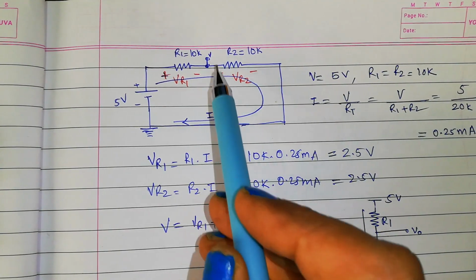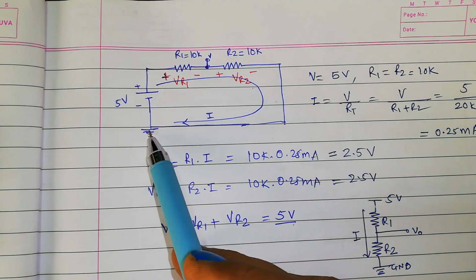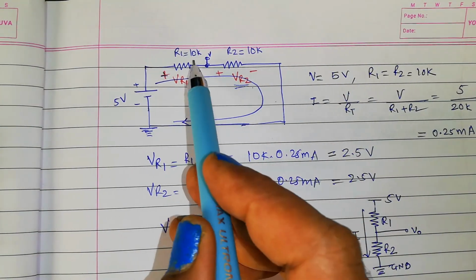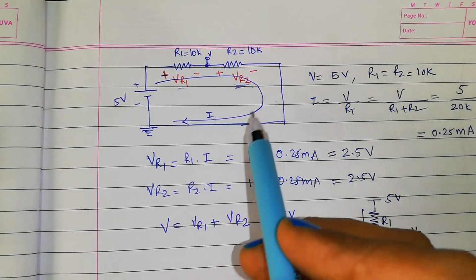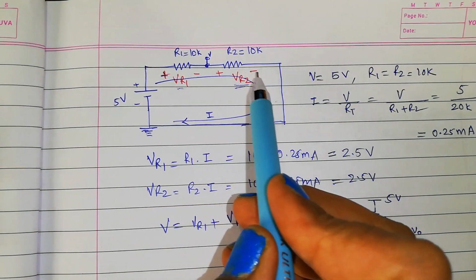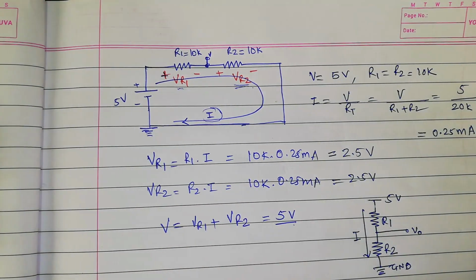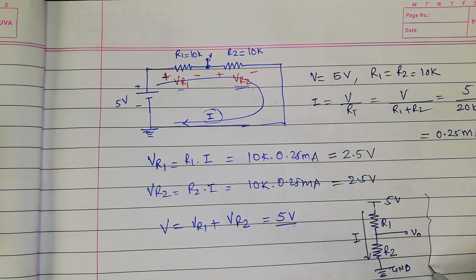This voltage is equal to VR2. This voltage is with respect to ground, so it is the voltage drop across R2. There is a voltage drop across R1 also, and these voltage drops are there because as soon as you close the circuit, there is a current called I flowing through the circuit. So this is the same circuit as drawn over here.